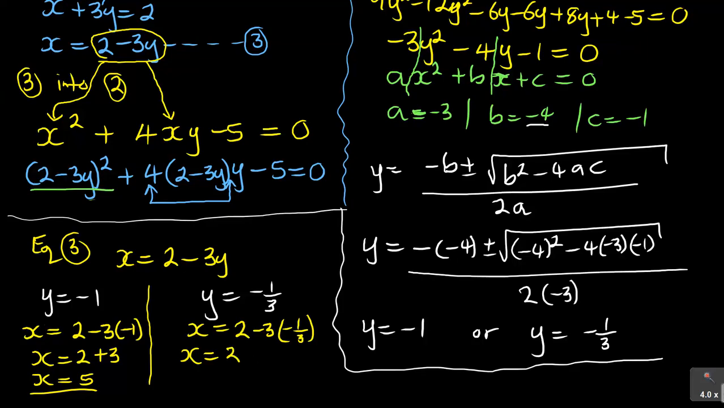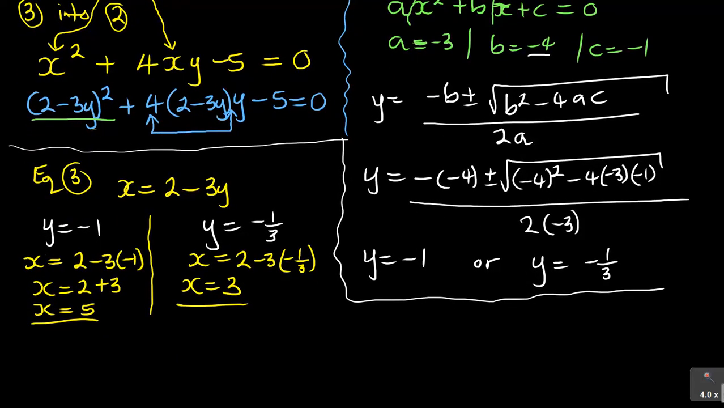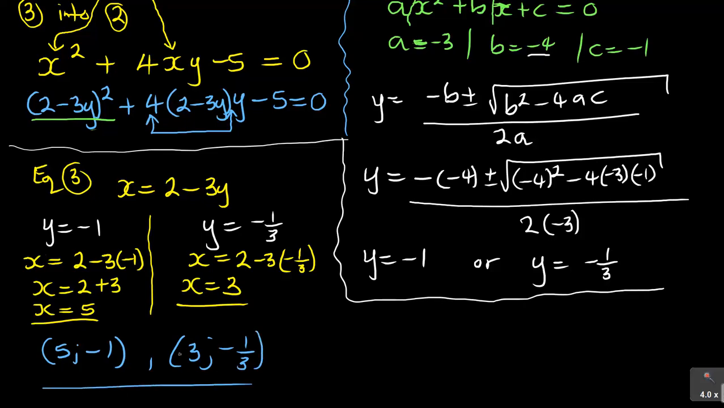Now when I've done that, I've got two values. You can see how the values are. You can literally write them like this. You're allowed, in coordinates form, to say, when x is 5, start with x. Remember, the coordinates are x and y, so don't forget that. So when x is 5, y is negative 1, or when x is 3, y is negative 1 over 3. This is how you can present your answer.